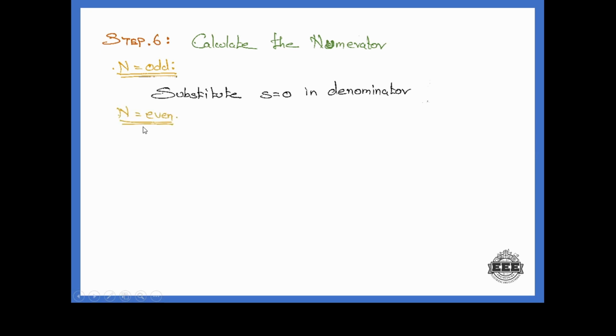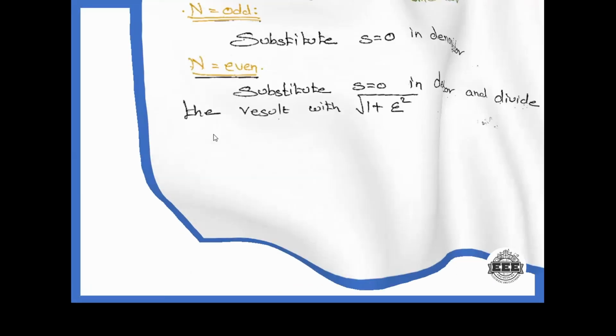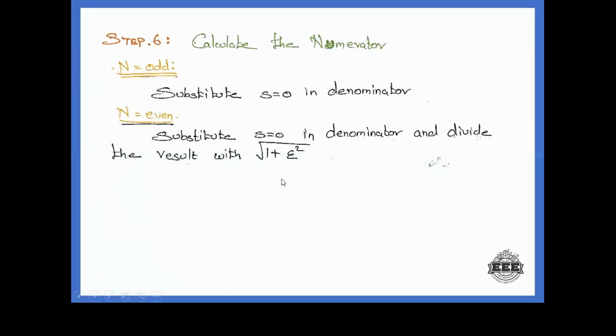If n is even, how do we determine the numerator value? Substitute s equal to 0 in the denominator, then divide the answer by root of 1 plus epsilon square. These are the notations to determine the denominator and numerator values. Then the last step: after determining the denominator and numerator values, we write capital H of s as the numerator value over the denominator value. So that is the transfer function of your filter.